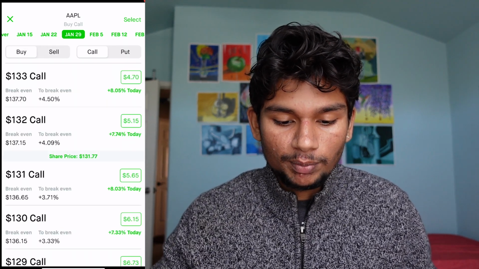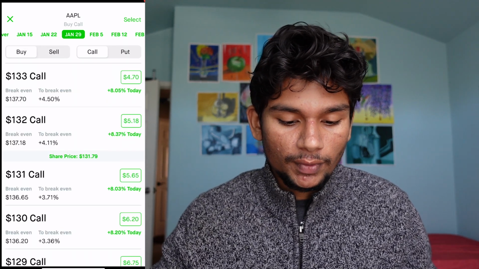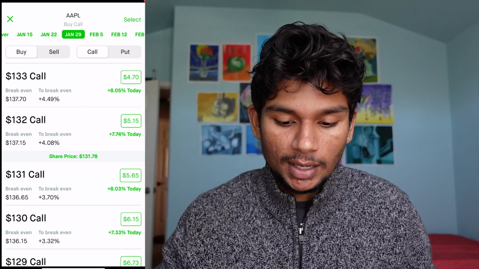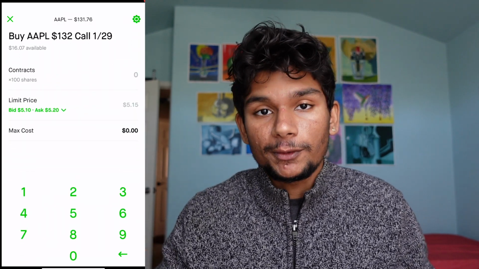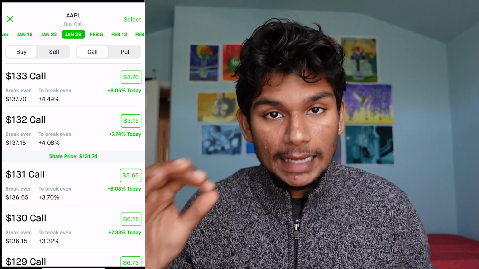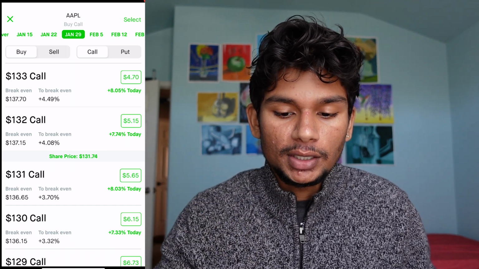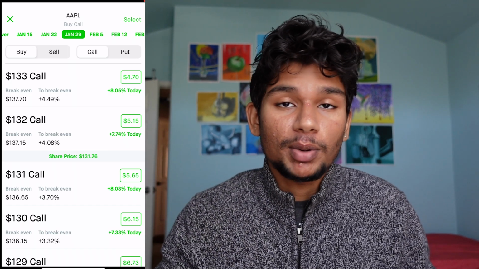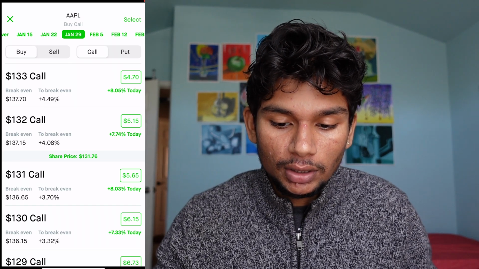And then here you can pick whatever you want, right? So if I want to buy a 132 call option, I pick it and then I buy it. However, in order for you to do a call debit spread, what you need to do is, on the top right corner there's a button that says select. So you're going to click on select.